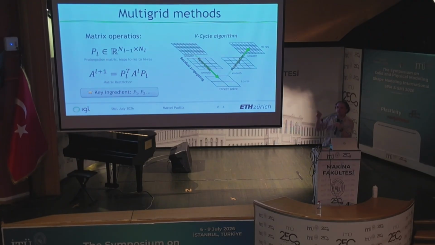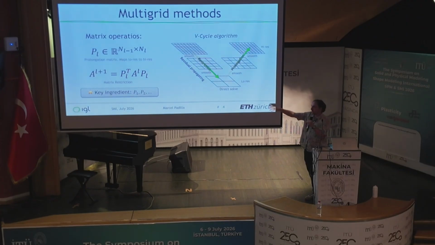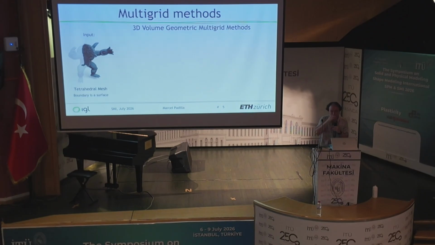But generally, there is also a lot of difference in how fast these algorithms converge, based on how good your choices of these prolongation matrices are. And this is what we want to do. We want to find good prolongation matrices. So we have a 3D volume that we want to use multigrid on.